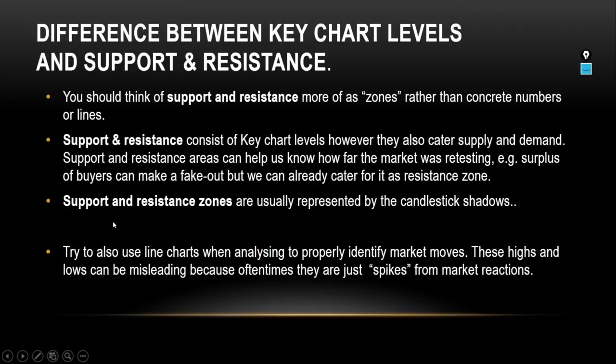So support and resistance zones are usually presented by the candlestick shadows. You're going to see that once we know how to effectively apply the zones, they're going to be shown most of the time by candlestick shadows, by spikes towards the downside. So try to also use line charts when analyzing to properly identify the market moves. Sometimes when you use line charts, you remove most of the noise from the market. As we've seen in the previous lessons, we advise you to switch to line charts and come back to candlesticks, as you also need to see how the market is operating.